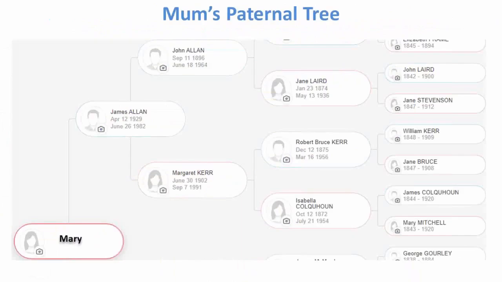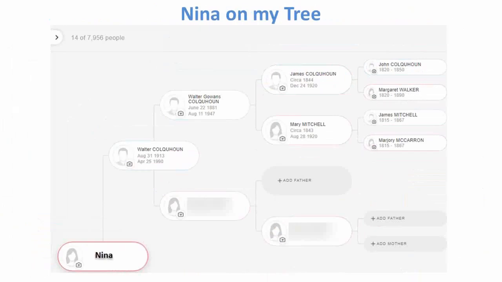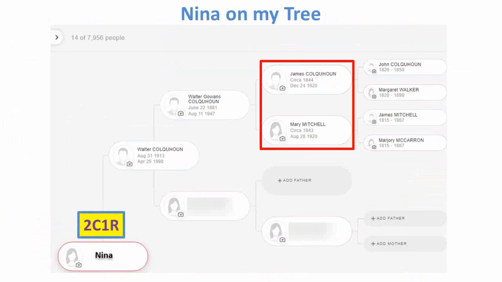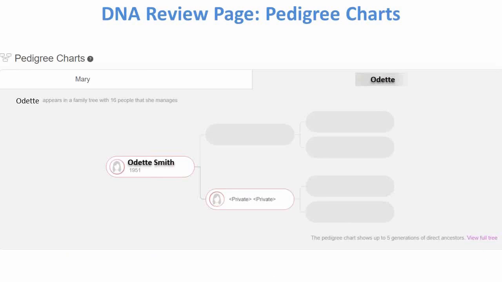And that's what I've done. I've built out my tree. This is my mum's paternal tree, and we're going to concentrate on her second great-grandparents, James Colquhoun and Mary Mitchell. And here is Nina, who is on my tree, one of my collateral lines, who I have worked on before, and she also descends from James Colquhoun and Mary Mitchell. They're her great-grandparents. They're my mum's great-great-grandparents. Therefore, Nina and my mum are second cousins once removed.